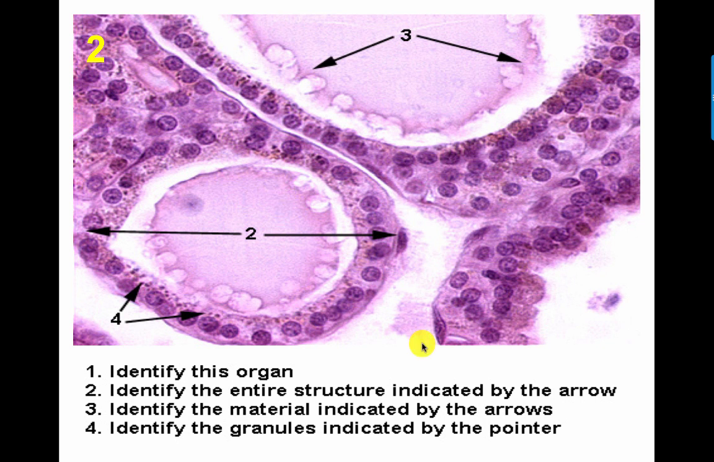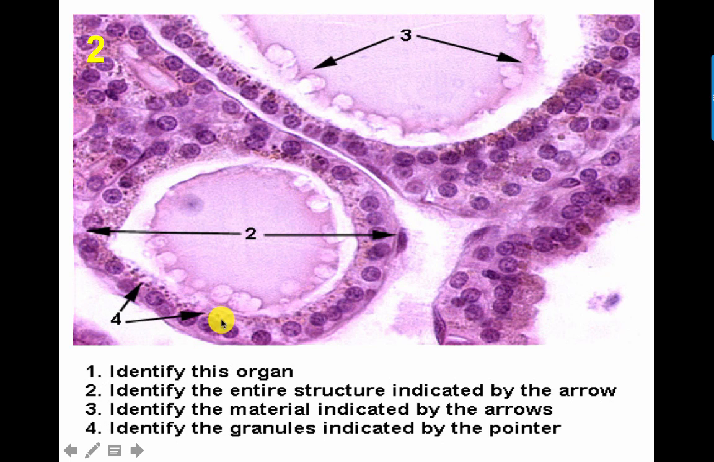Here, the second, it is the thyroid gland. Identify the entire structure, it is the thyroid follicle. Identify the material indicated by the arrow. Here it is a colloid, which contains the stored hormones. Identify number 4, the granules. Here, these granules are present in the follicular cells.